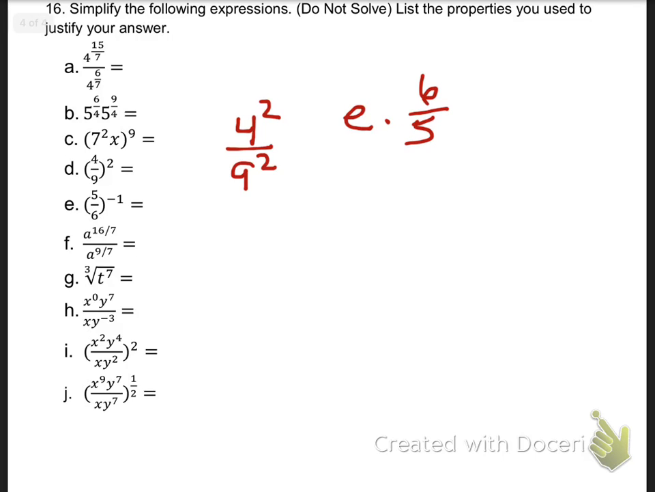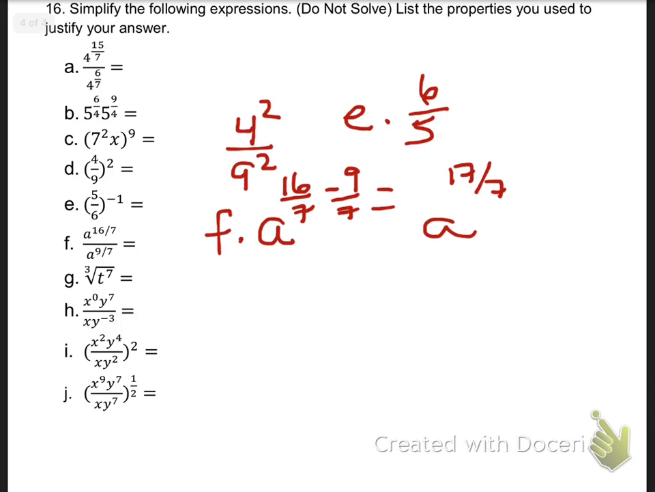Okay, let's do F. F, remember when we divide like bases, we subtract. So that's going to be A to the 16th over 7 minus 9 divided by 7. Why do we have these numbers again? 16 minus 9 is 17 over 7. Yay. Let's do G. This is a rewrite. You don't have to do G. Let's do H. Anything to the 0 power is 1.